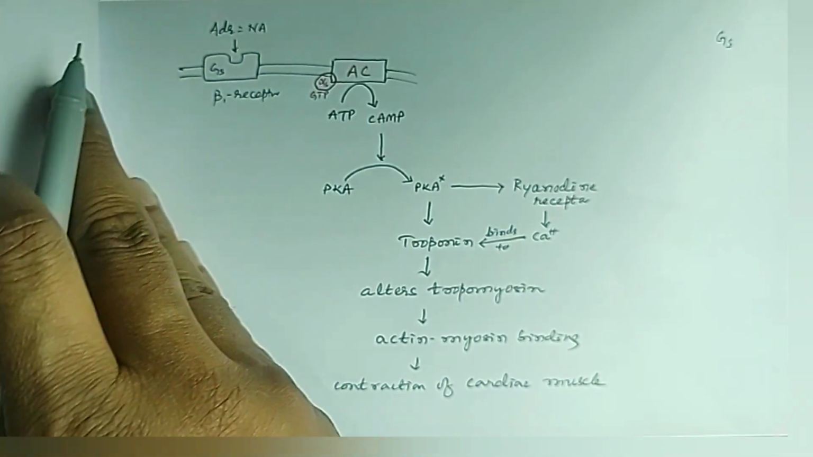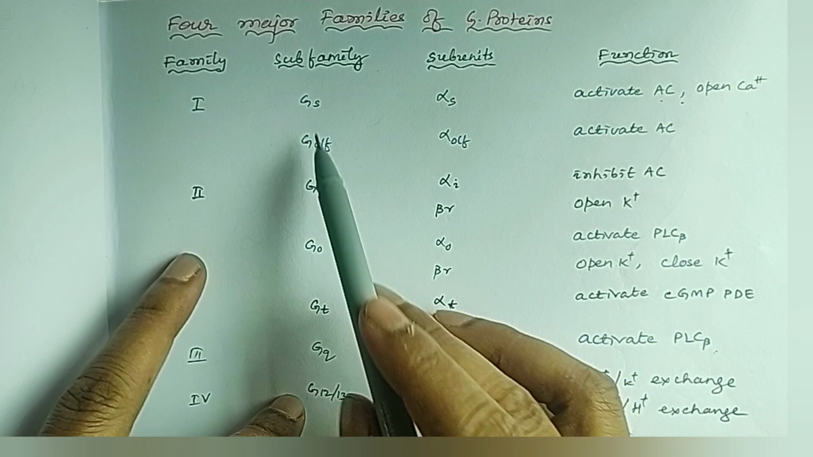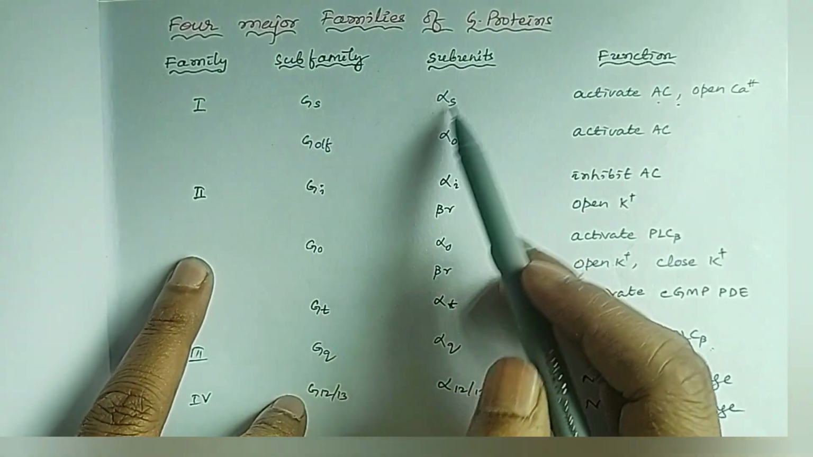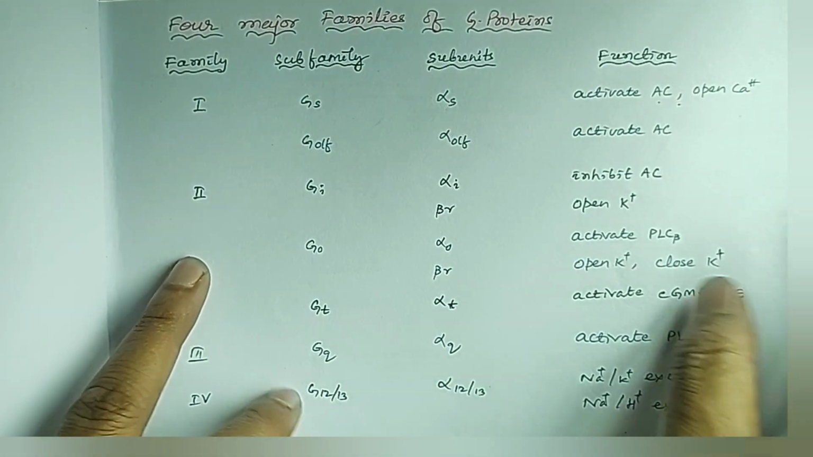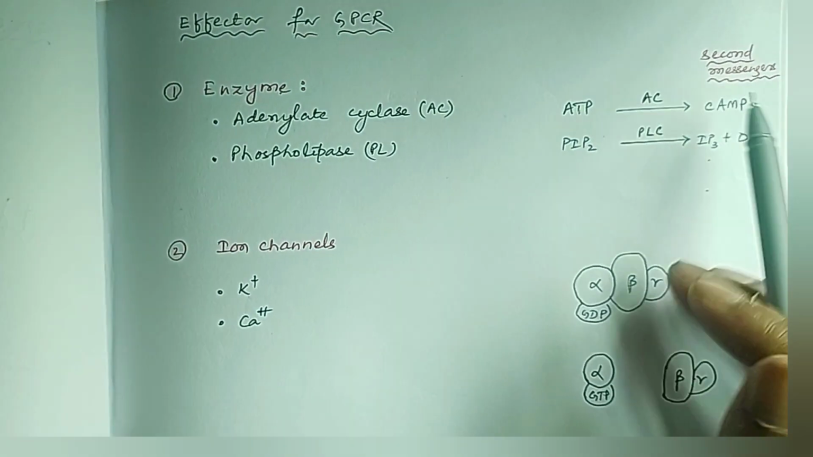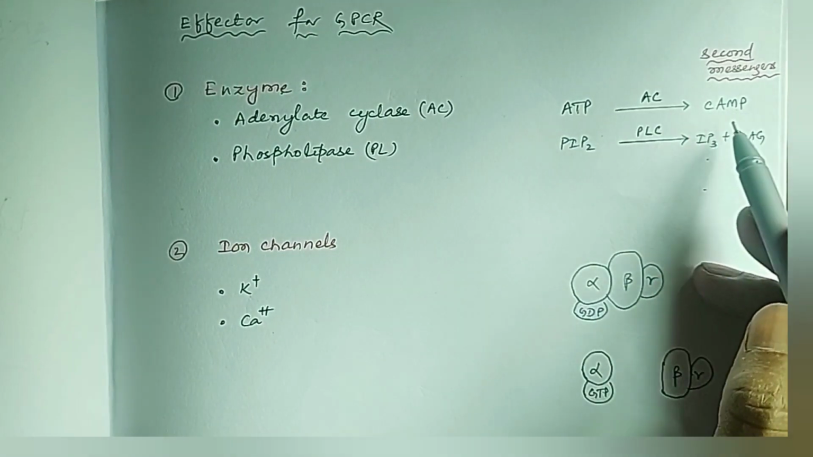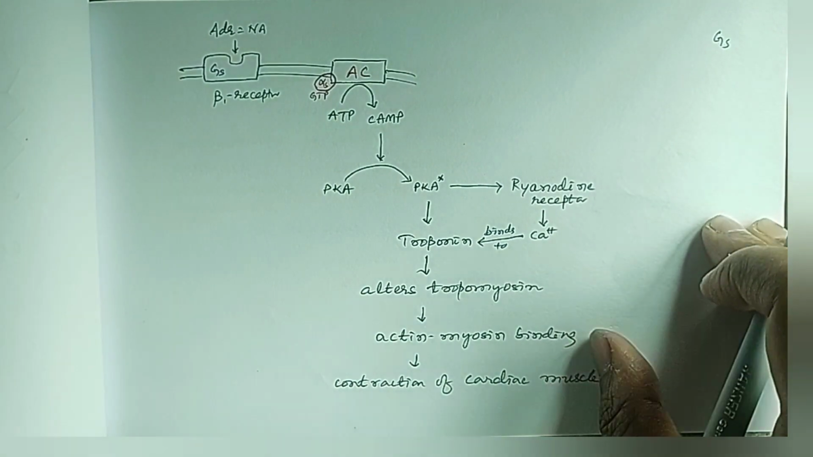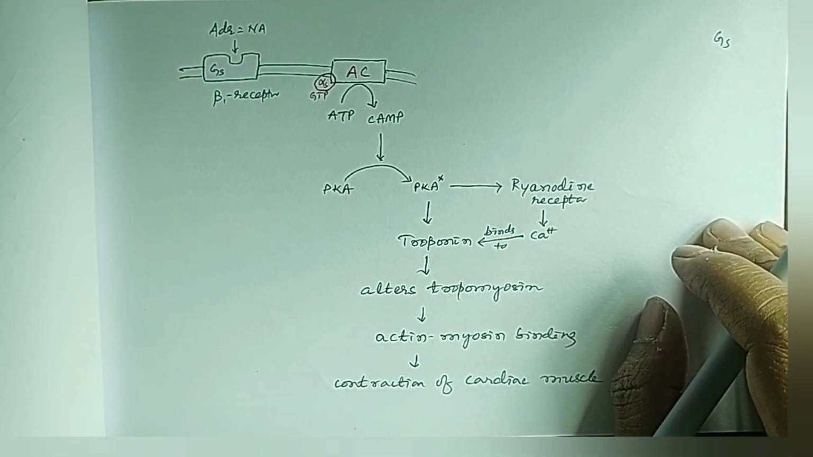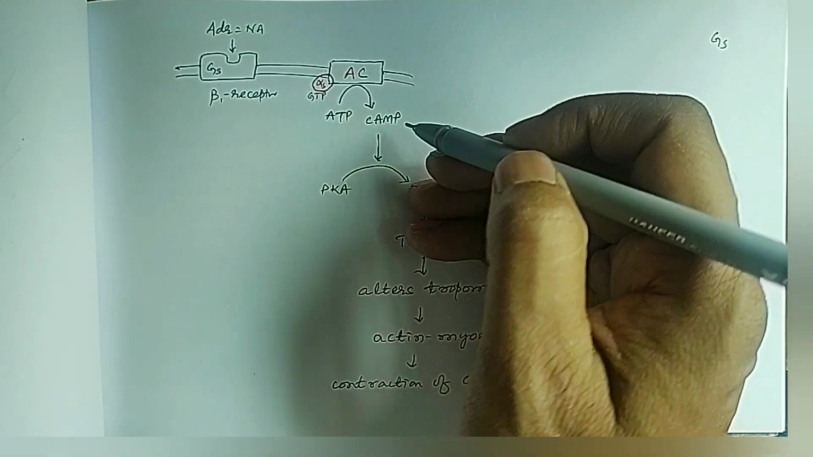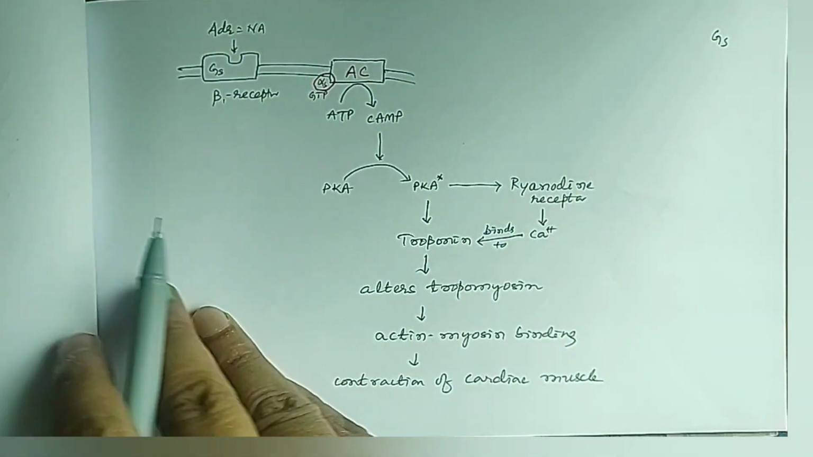And as we know, it is a G protein coupled receptor and it is a type of GS type, so the alpha subunit alpha S activates adenylate cyclase, and by activating the adenylate cyclase, the second messenger cyclic AMP is produced. For details, you can refer to our earlier classes on G protein coupled receptor and the adenylate cyclase cyclic AMP pathway of G protein coupled receptor also you can see.